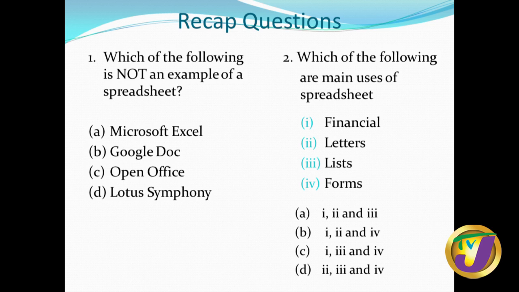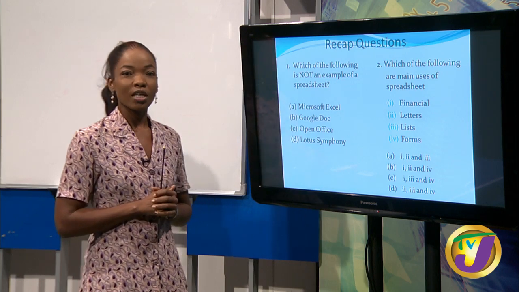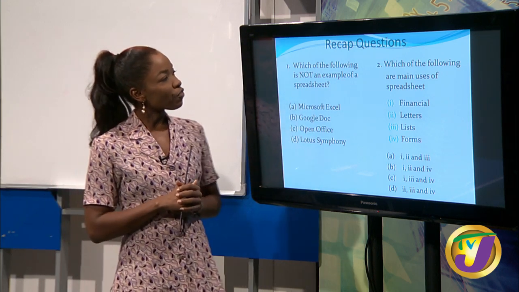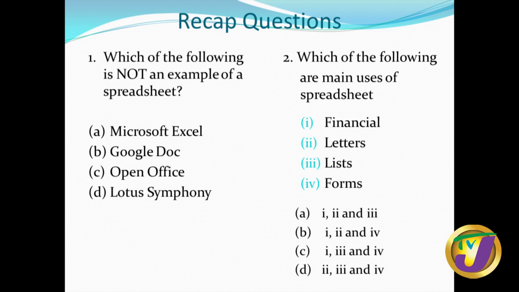Now let's take a minute and recap. We have done a bit, so let's recap. Which of the following is not an example of a spreadsheet? Microsoft Excel, Google Doc, Open Office, or Lotus Symphony? Anyone? The answer is B, Google Doc.